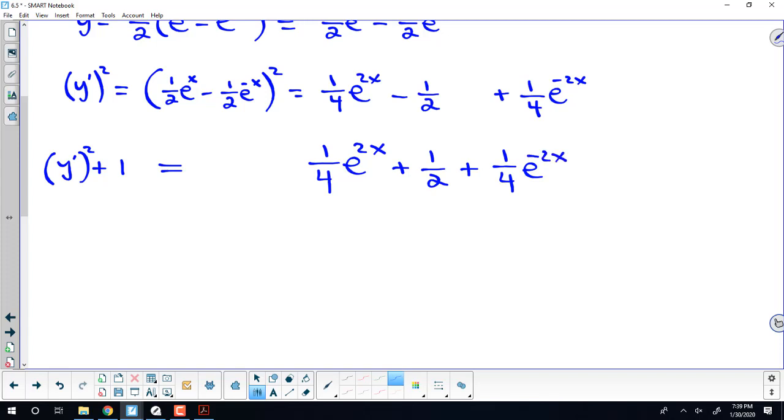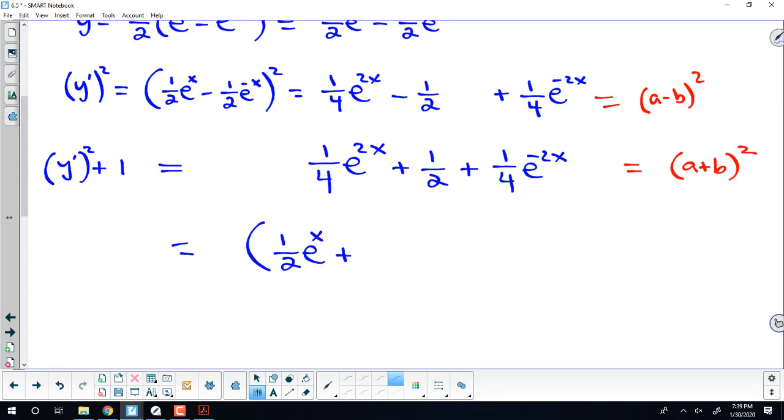We get that, and I know this thing factored. This was my a minus b, if you will, squared. I saw that directly from the derivative. So again, just a difference in sign here. This is now a quantity a plus b squared. So our derivative squared plus 1 is actually 1/2 e to the x plus 1/2 e to the negative x, squared.